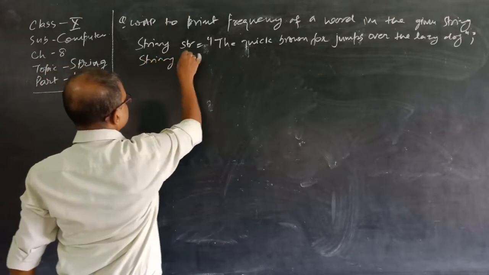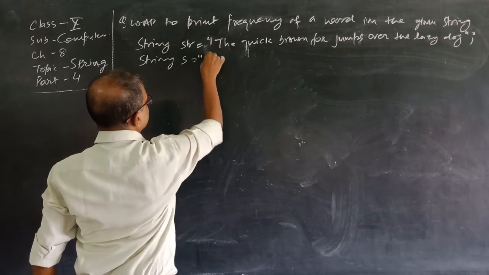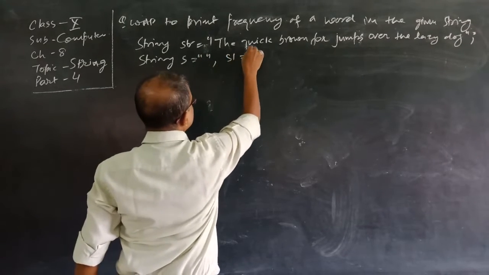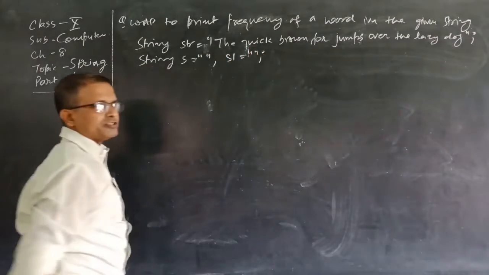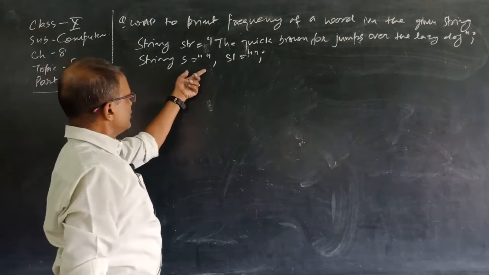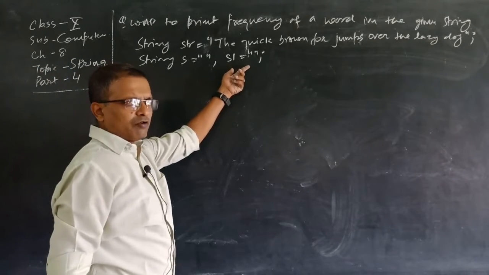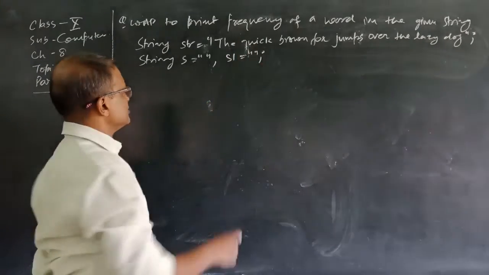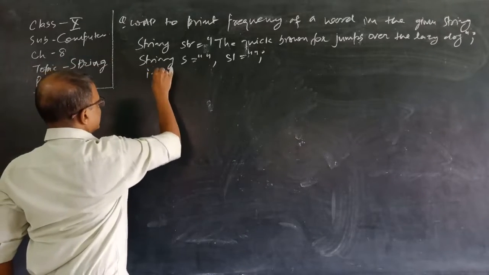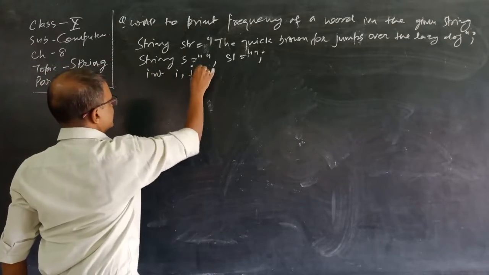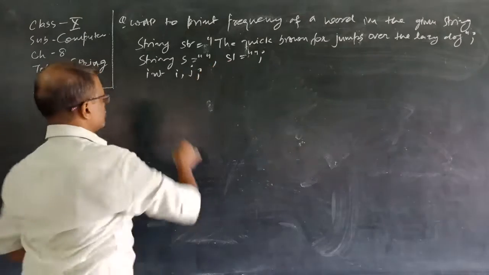A string S that will store the word, comma, S1 that will store the string to be searched. S1 will store the word that is to be searched in the given string. Now two variables int I, comma j. This time we will have to take input for S1.